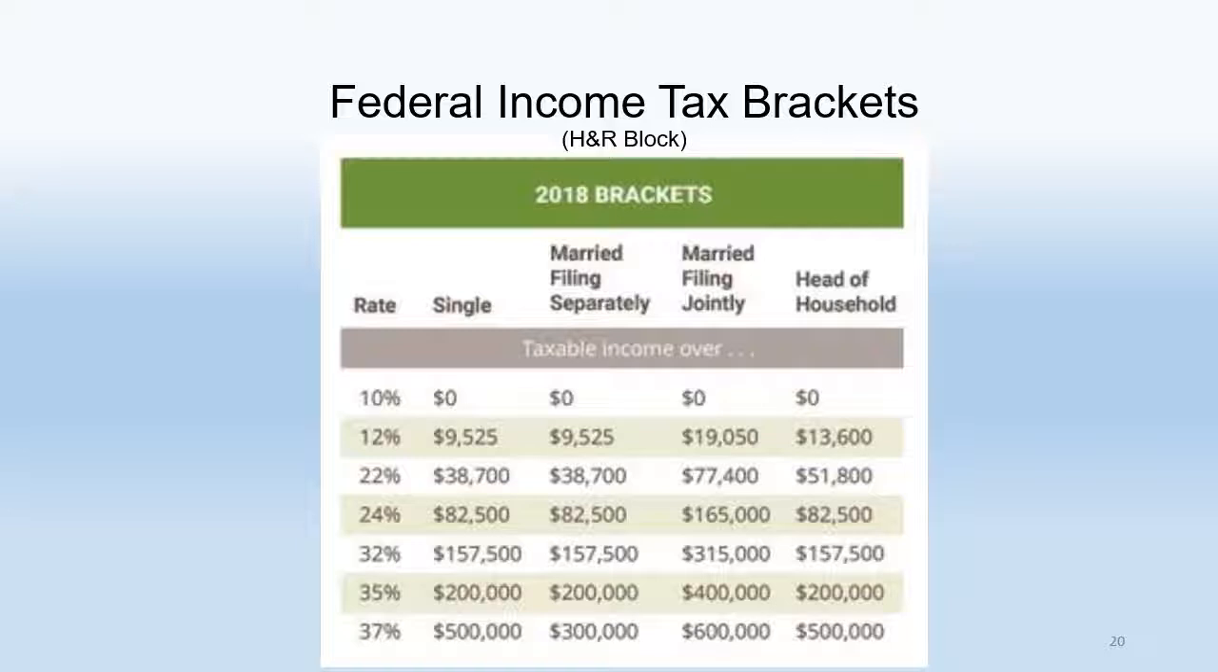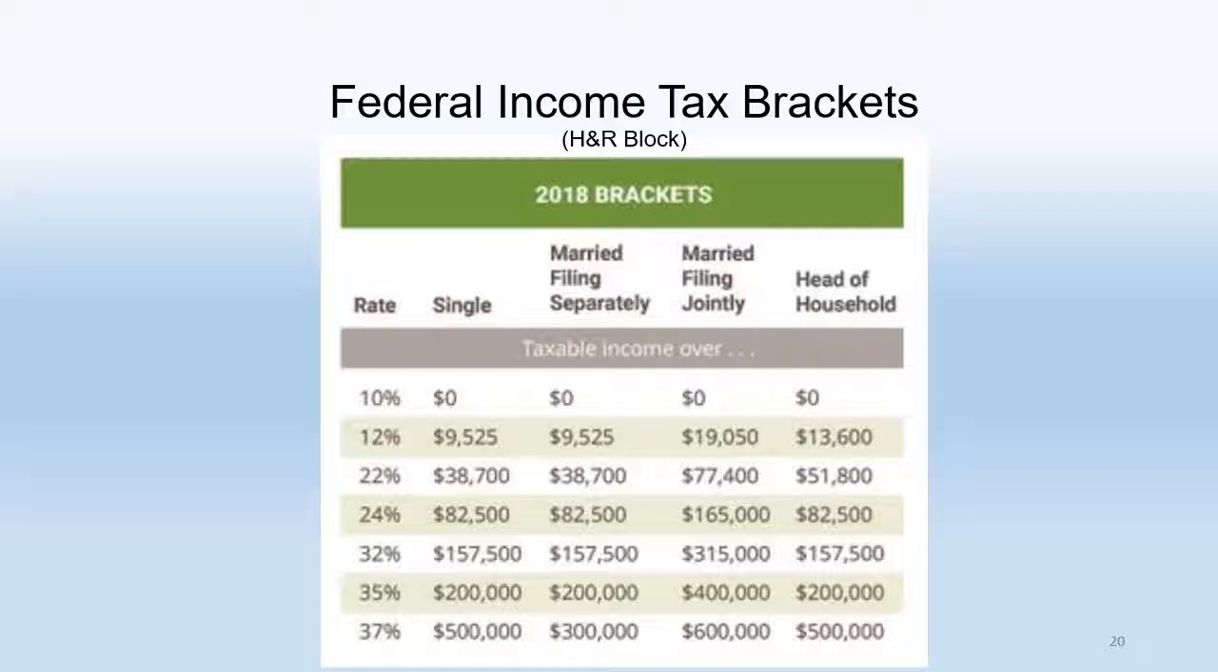So the 12% bracket, for example, of a single filer, they're paying 12% on all their income that is from $9,525 all the way up to almost $38,700, $37,699. On all that money, they're paying 12%. And then they're paying 22% on the money above $38,700 all the way up to $82,499. And then they're paying 24%.